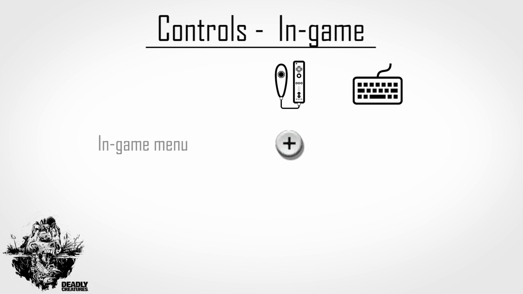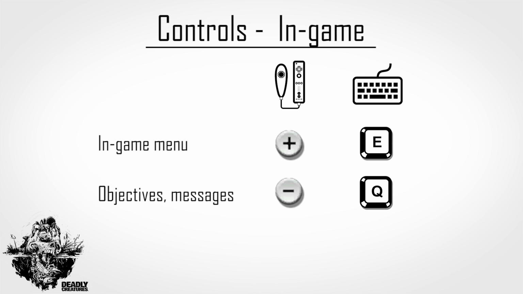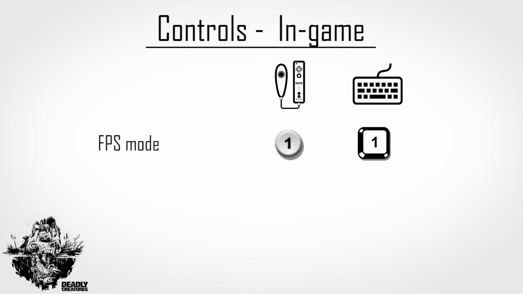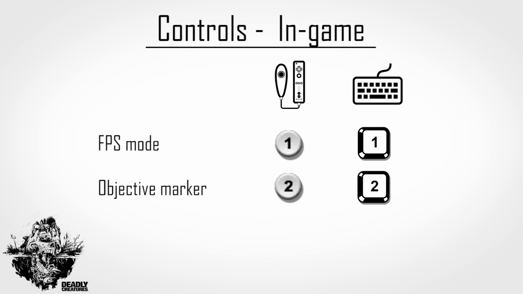In game, you can view the menu using the plus button, aka the E key. You can navigate this menu using the keys mentioned just a moment ago. Using the minus key, aka the Q button, you can check the objectives or the latest messages. Using button or key 1, you can look around in a first person perspective. Using button or key 2, you can see the objective arrow. You can see the Wii menu using the enter key, but that's really not necessary.